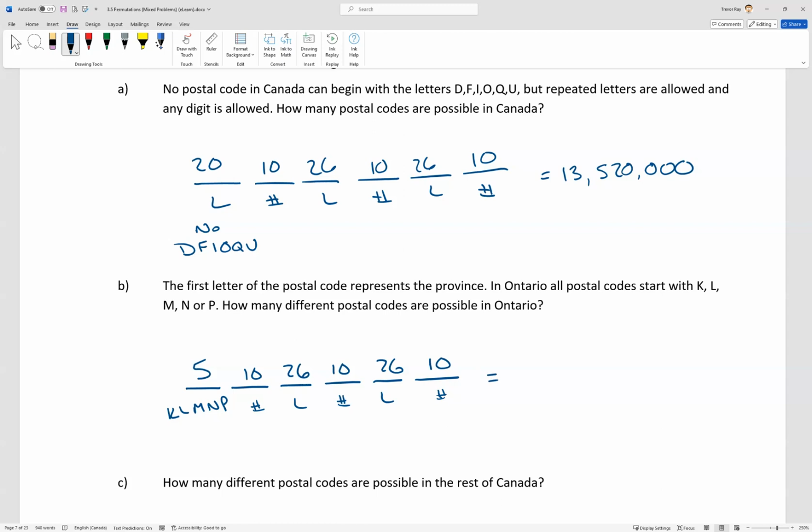I get to cheat a little bit and realize this looks just like the question above, except that it's replacing a 20 at the beginning with a 5, which is 4 times smaller. So instead of punching that all in again, I'll just divide by 4. And that gives me 3,380,000.